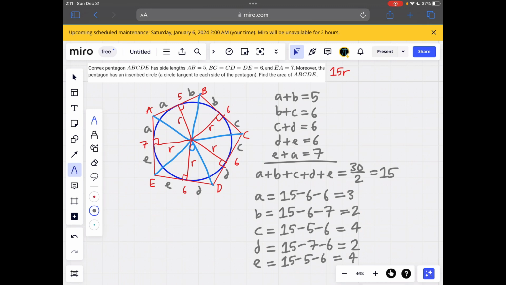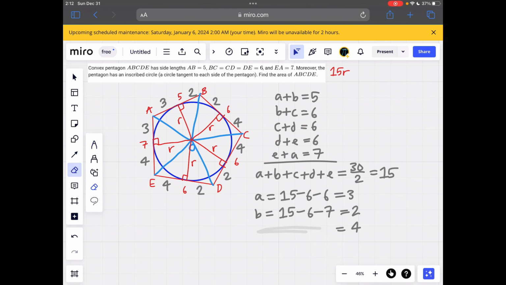So we have a, b, c, d, and e equal to 3, 2, 4, 2, and 4, respectively. So we can now update a, b, c, d, and e with those values: 3, 2, 4, 2, and 4. And if you see, the sum of the lengths on each side still adds up to 5, 6, 6, 6, and 7, which is what we expected. So we know that these lengths are correct.